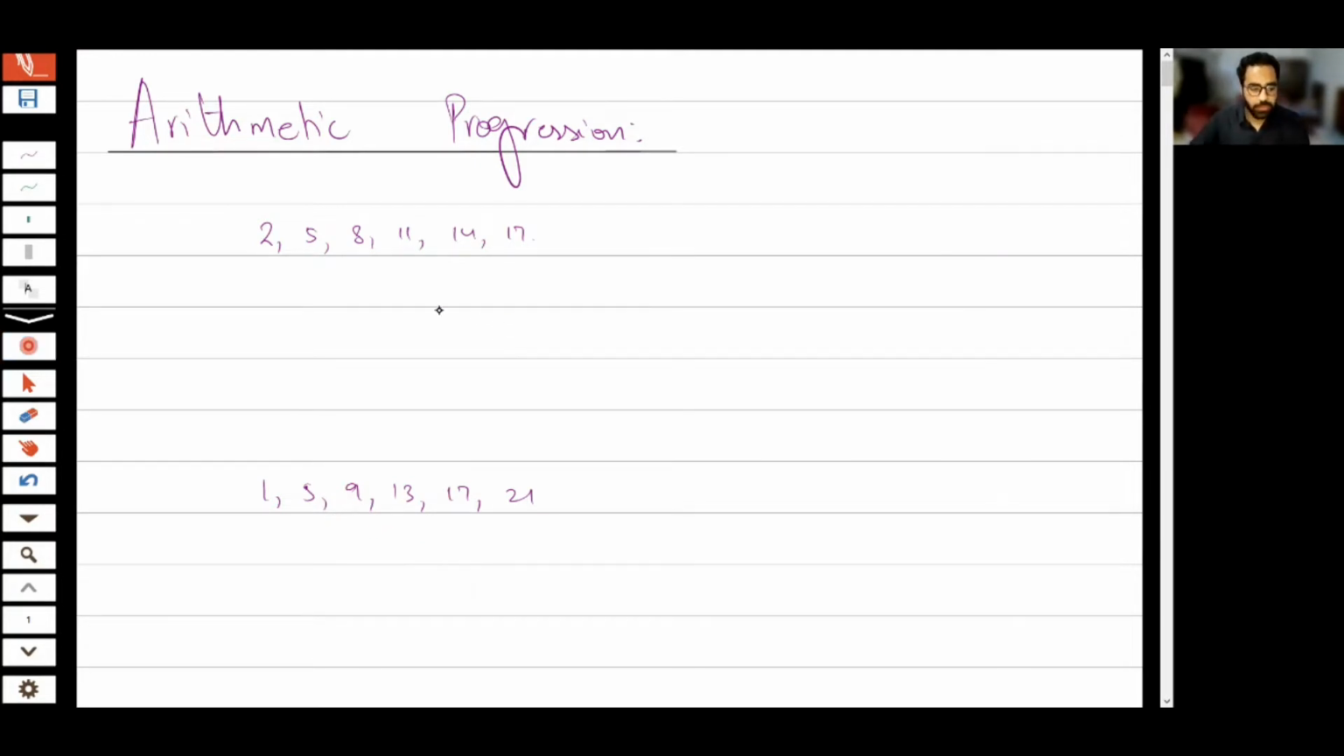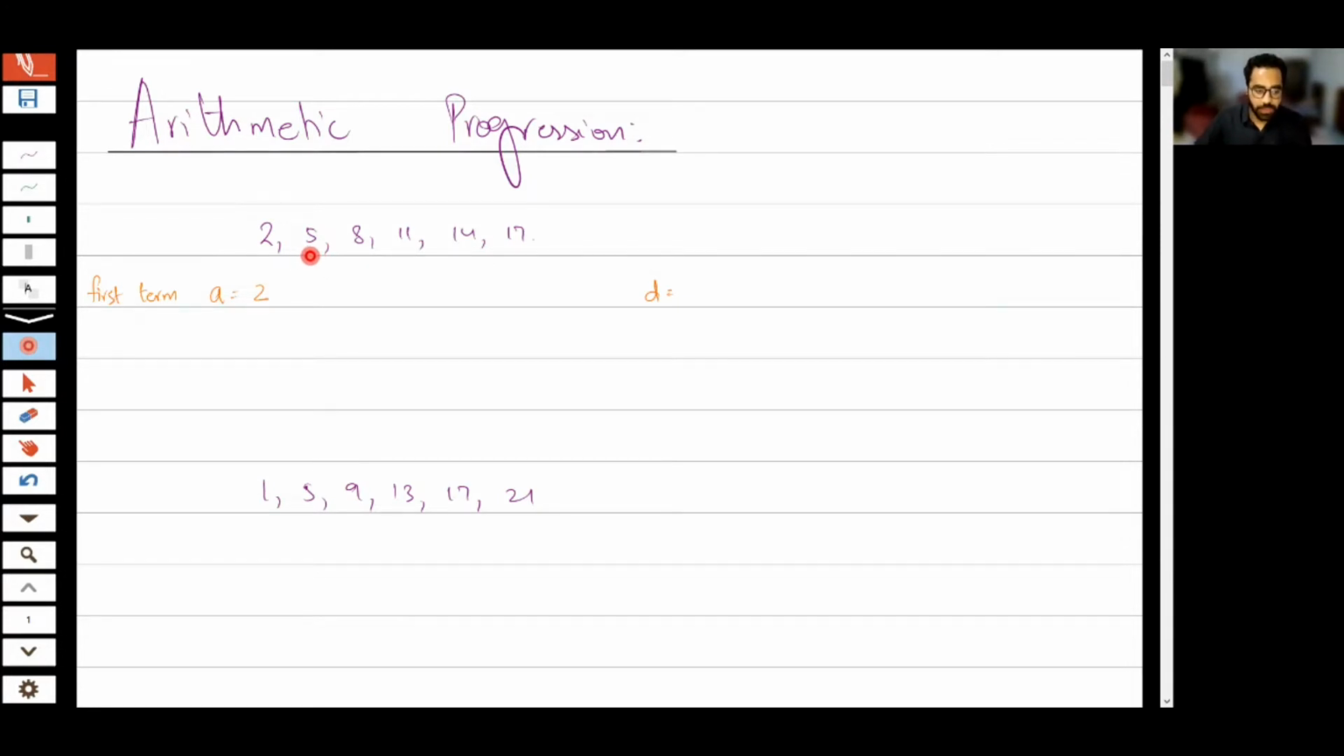Now there are two terms that you need to remember. One is A, okay, and the other one is D. What is A? A is my first term, and we use the letter A to represent the first term. So my first term over here is 2, okay. And what is the common difference? Common difference is the difference between two consecutive terms.